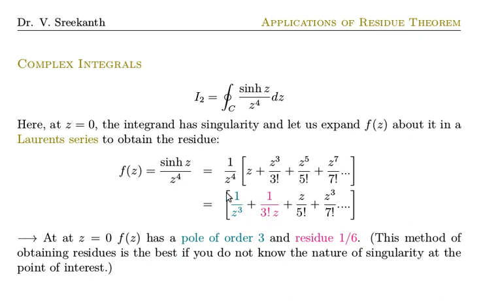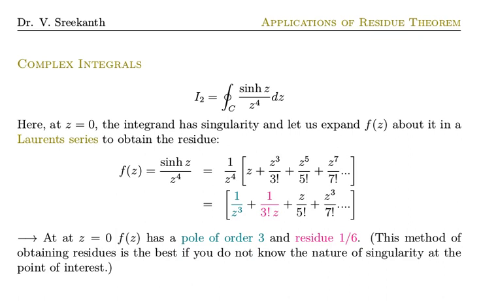Also one can see that the order of the largest term in the denominator is 3, so the order of the pole is 3, not 4, because sinh z also has a z. This method of obtaining residues is best if you don't know the nature of the singularity at the point of interest. If the function is complicated and you don't know, then you cannot apply the simple formula, right? So in that case you need to write down the Laurent series and get the residue. In one way or another, you need to find the residue.